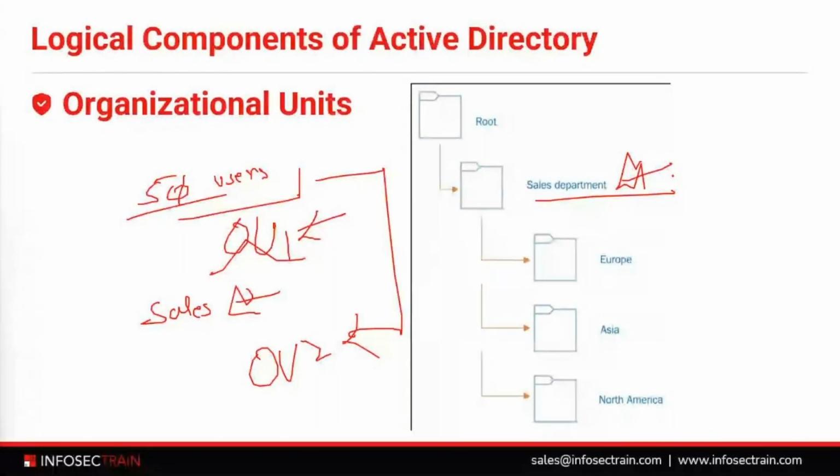So the people or groups who have permission to control sales department will be having control over the objects Europe, Asia, North America, right? So the organizational unit hierarchy is independent. It's not going to affect any domain in the hierarchy, right? So that's your organizational unit.